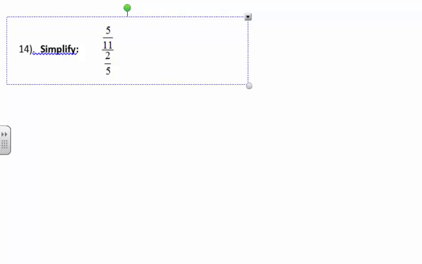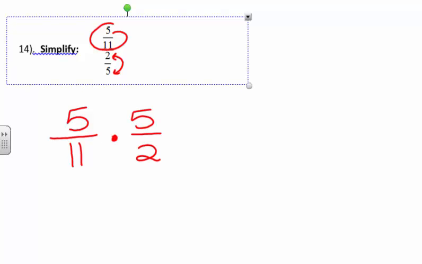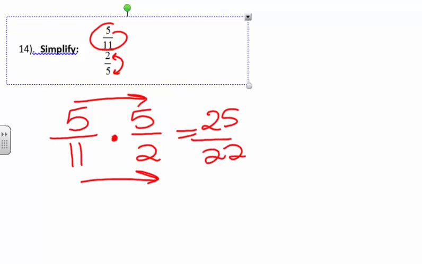Number 14. Number 14 says to simplify, and again, this is complex fractions. With complex fractions, you just have to rewrite them. So that's 5 over 11. We're going to keep the numerator, change division to multiplication, and take the reciprocal of our denominator. So that's going to become 5 over 2. And then we multiply across, and we get 25 over 22. So the answer is 25 over 22.